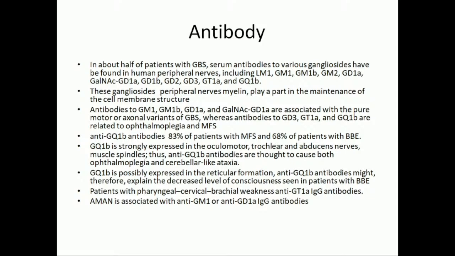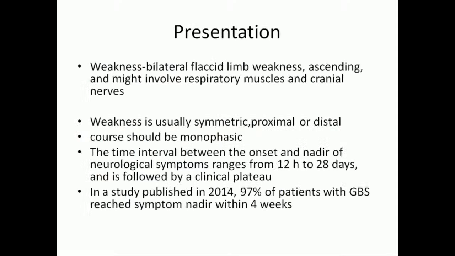So we will not go into detail. Now how do these patients with GBS usually present? These patients usually present with acute onset of flaccid weakness, ascending weakness. Initially the lower limb is affected, then the upper limb, then sometimes the oropharyngeal muscles and respiratory muscles are affected, and it may progress to respiratory failure as well. The weakness is usually symmetrical, proximal or distal, and the course is monophasic, meaning it progresses, then there is a plateau and there is a recovery.